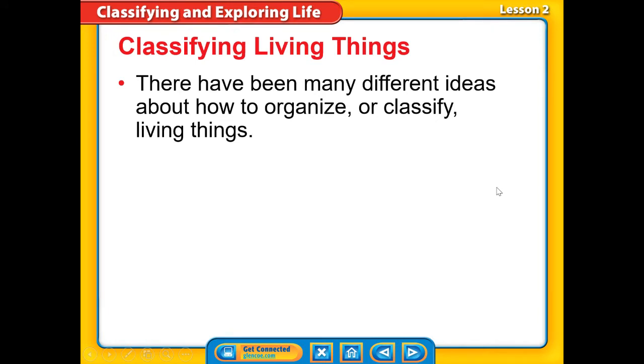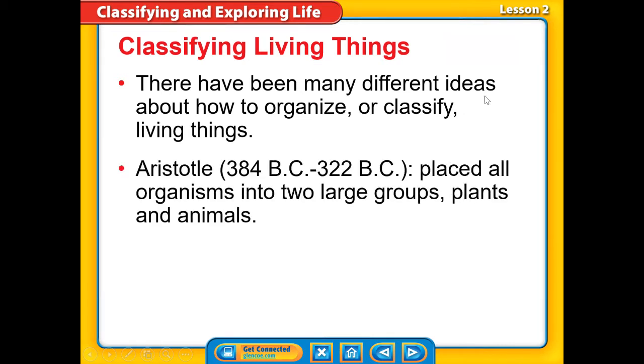So there's been lots of ways over the last hundreds of years to organize living things. Different scientists have had different theories on how this would be best done. So one of the first was Aristotle. He lived long ago, more than 2,000 years ago. He put all living things that he knew of into two large groups, plants and animals. Animals, he placed an emphasis on if they had red blood, which is kind of interesting. And then plants were largely based on their size.